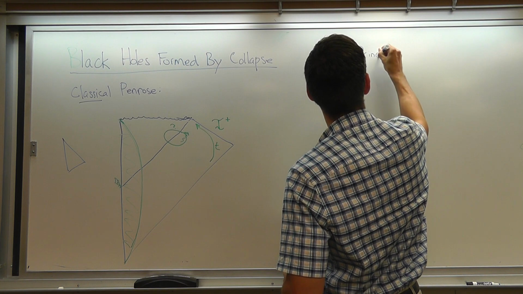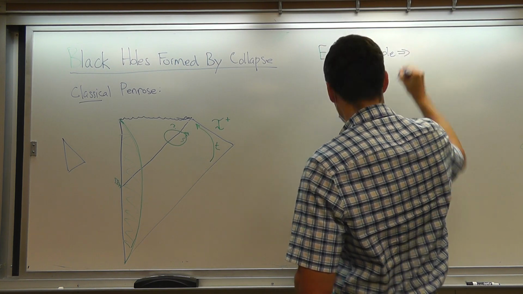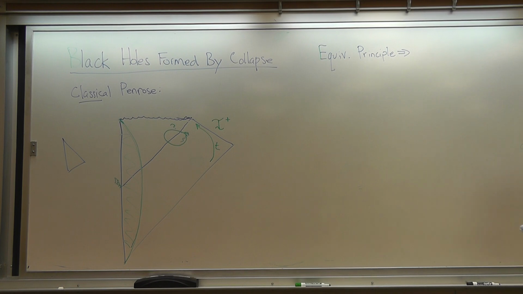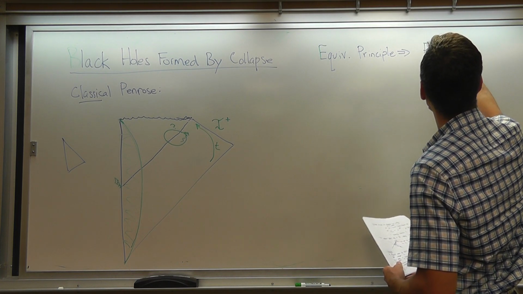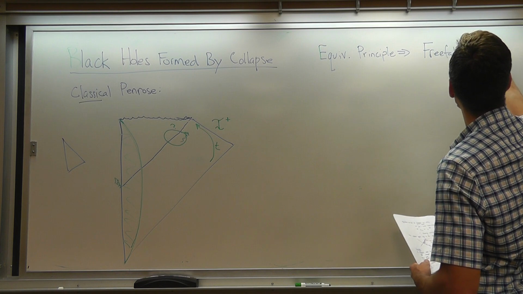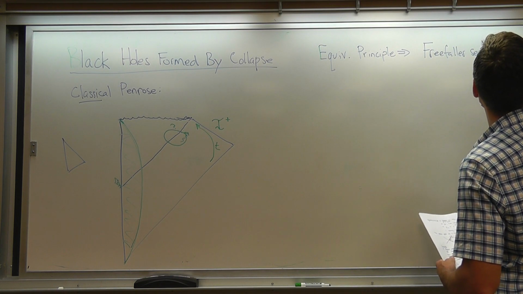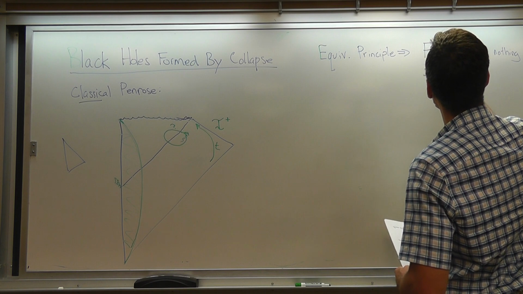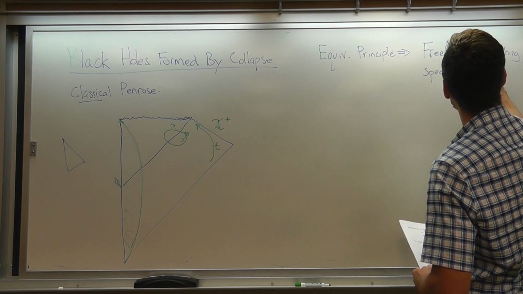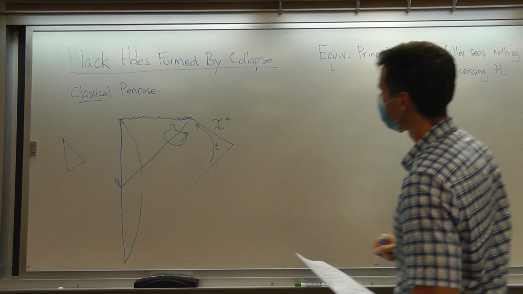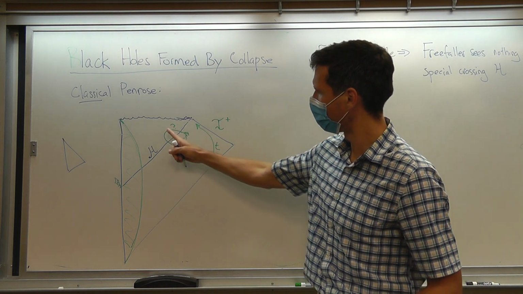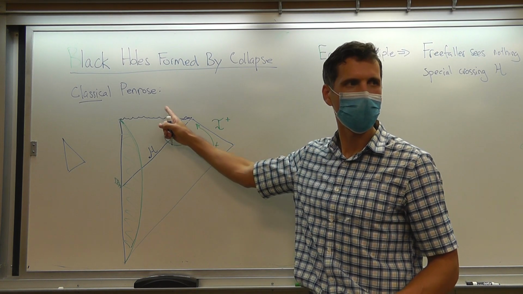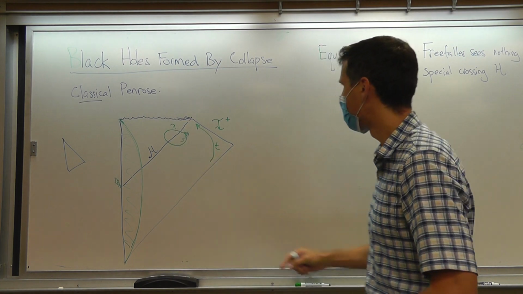The equivalence principle, which says that people free falling in general relativity don't see anything, says that a free faller sees nothing special crossing the horizon. I'll call the horizon H. So if you're someone who's jumping in, you're not going to see anything happen particularly at the horizon.